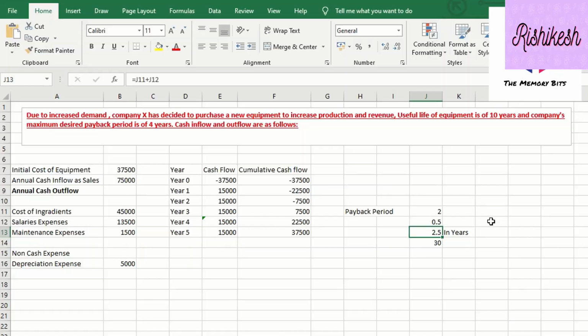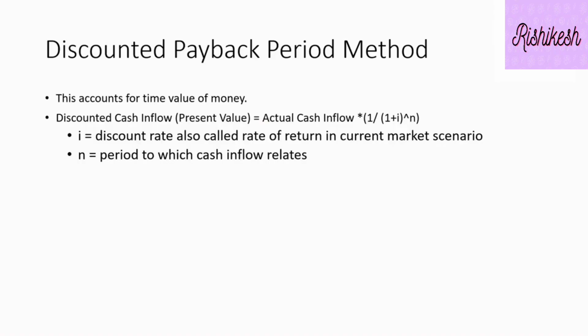So as we have already studied inside the payback period method, there were two things which were not taken into consideration while calculating the payback period, right? What was the first thing that was not taken into consideration? The first thing was the time value of money.